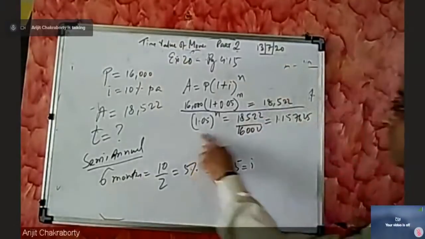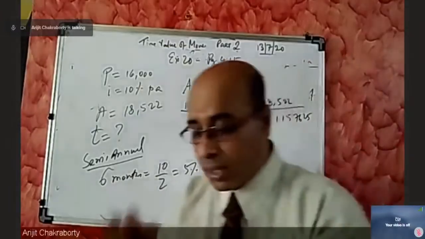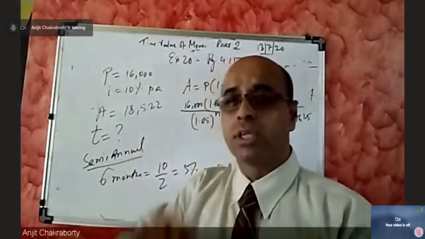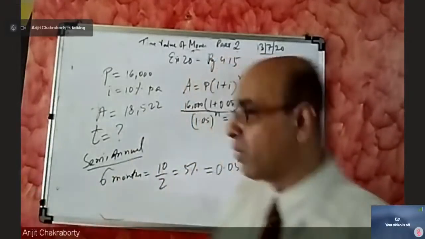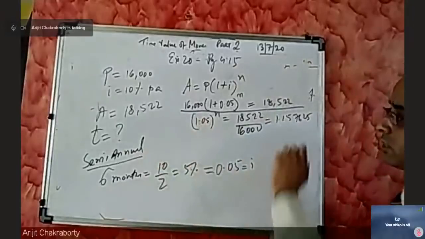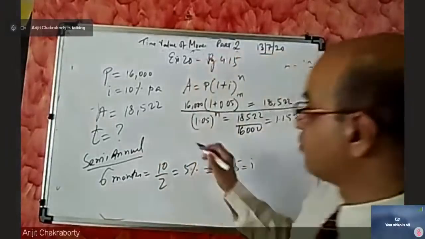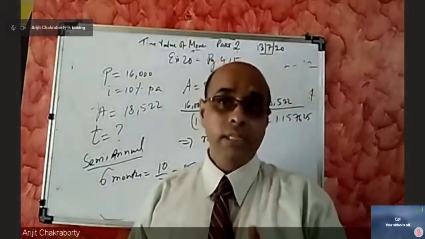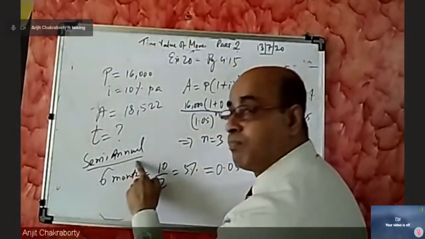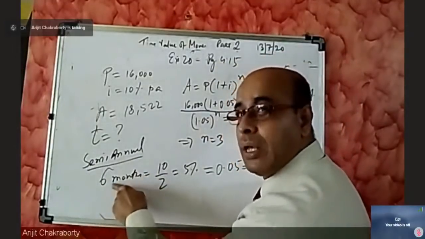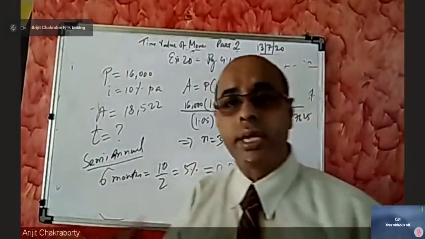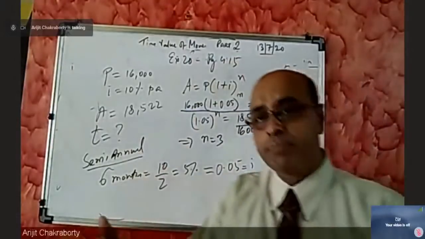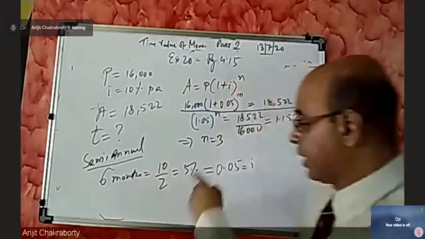Now, if you solve this using a calculator, multiplying 1.05 into 1.05 into 1.05, if you go on, you will find that if you go 3 times, you will reach this figure. So from this, we get N is equal to 3. Right. Now, please remember that we took semi-annual compounding. That means 6 months. And N is the number of conversion periods. So 6 months is the duration for one conversion period, and we have 3 conversion periods because N is 3.